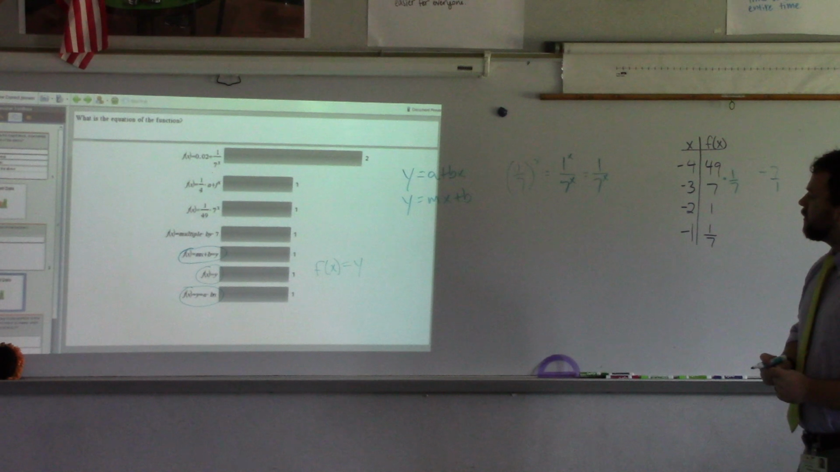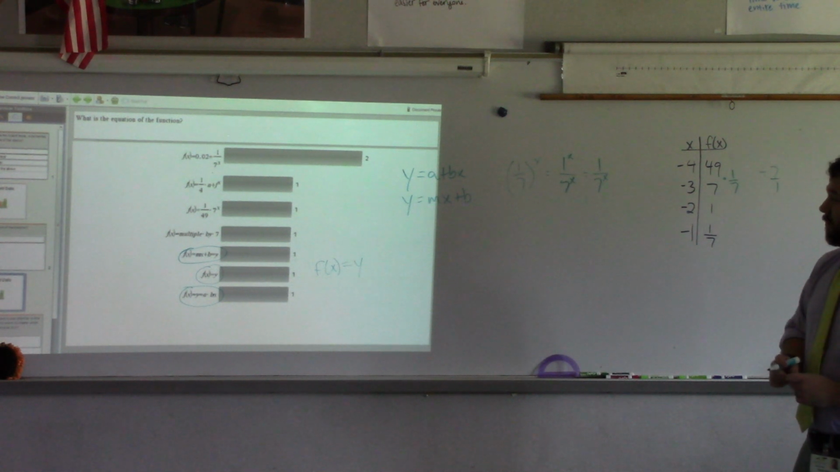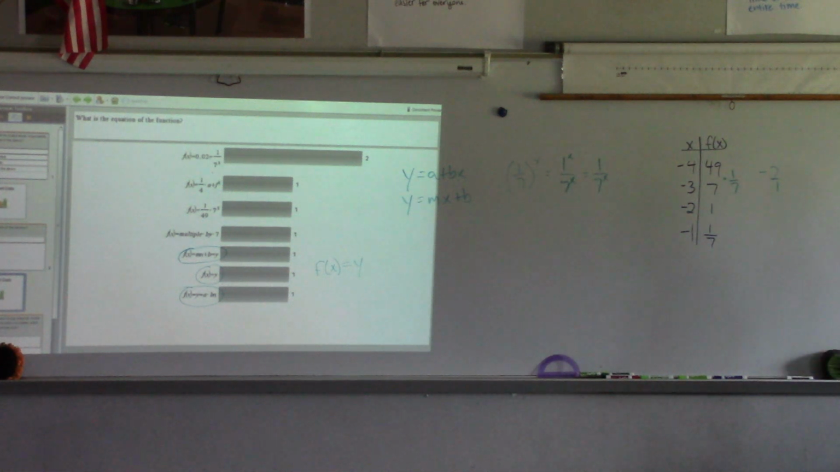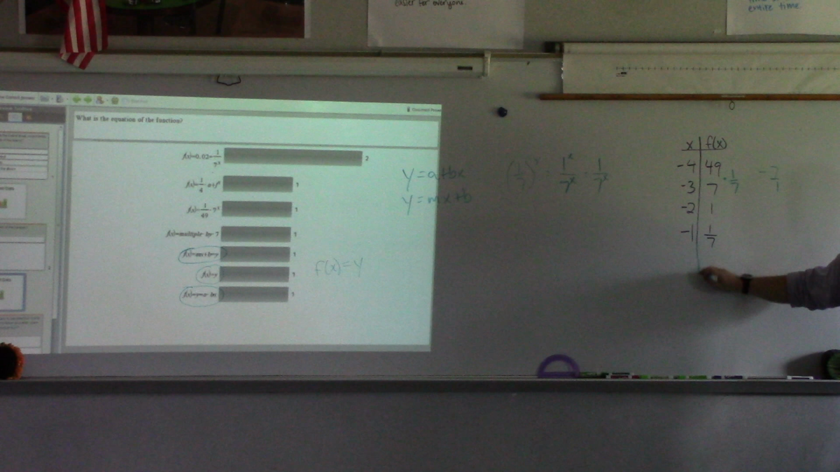That wouldn't be the y-intercept. You sure? Would it? For those who got 0.02, where did that come from? Is that this group up here? Who got the 0.02? Brayden, how'd you get that? 1 divided by 7 times 1 divided by 7. Okay, notice to get the y-intercept, I need what x value? 0.